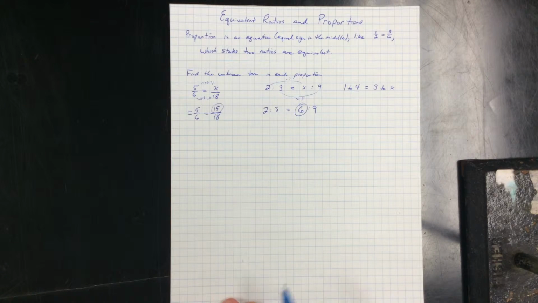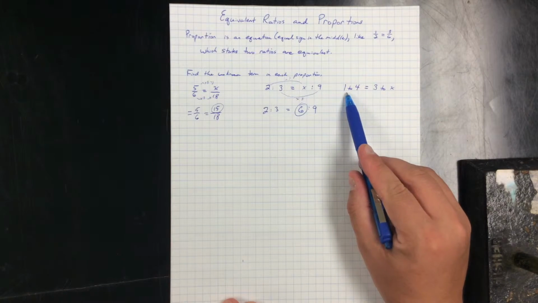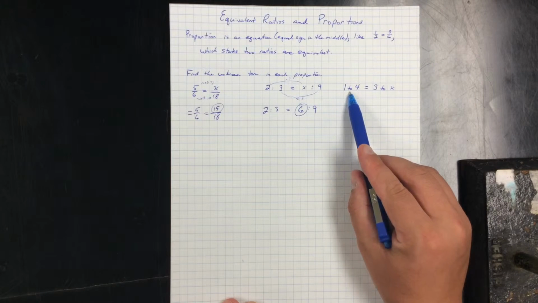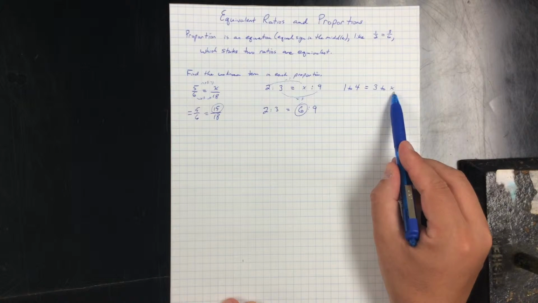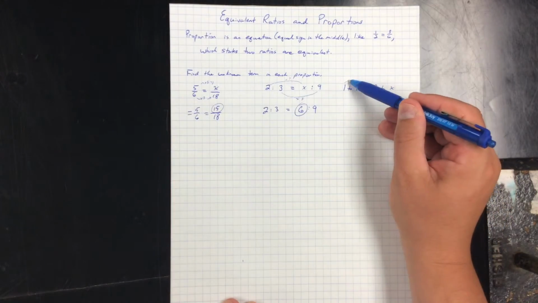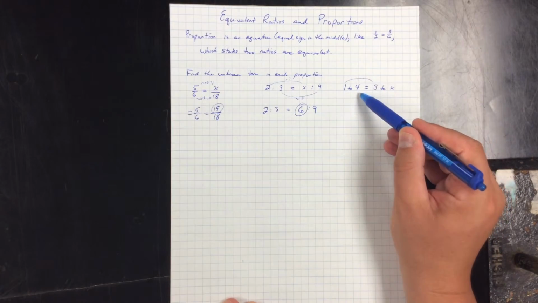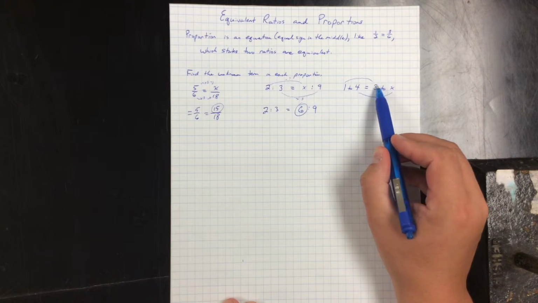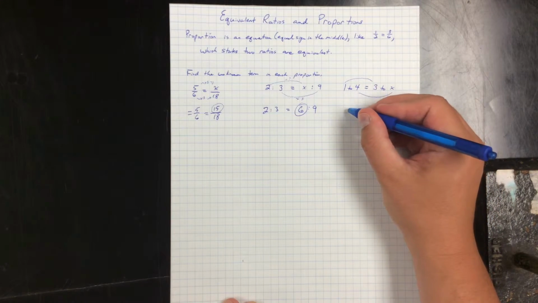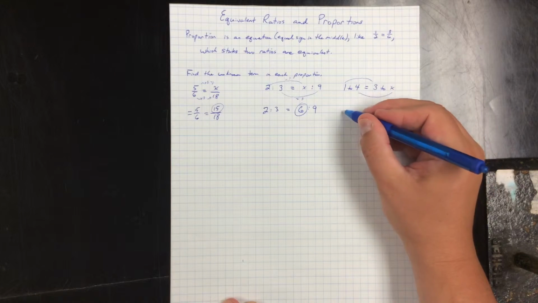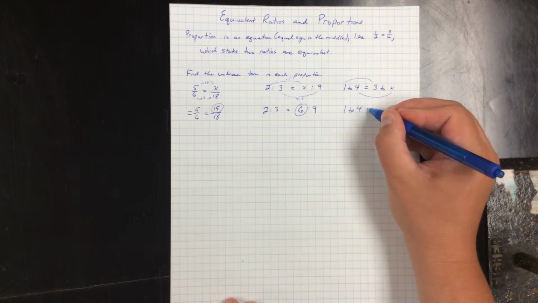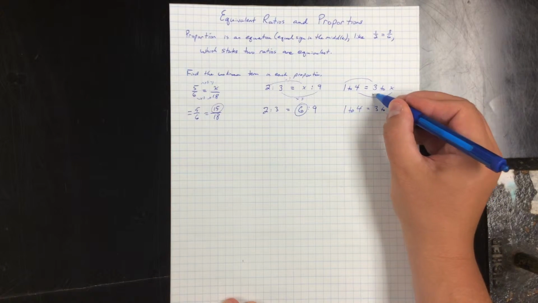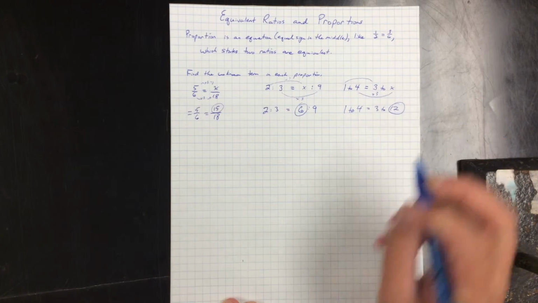We might also use the word "to". It's a little bit less common, but we might see 1 to 4 is the same as 3 to something. So it's 1 to 3 that we're comparing, and 4 to the unknown. To go from 1 to 3, I multiplied by 3. So that would be 4 times 3. So 1 to 4 is the same as 3 to 12, my 12 being unknown.